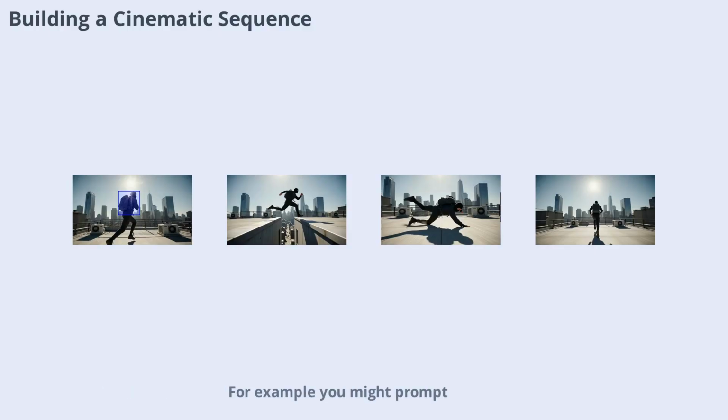For example, you might prompt, "The camera follows behind the masked runner as he accelerates." Then, the camera shifts to a side tracking shot as the runner sprints, and so on. This approach preserves the same character and environment, creating a sense of motion and continuity that's essential for cinematic storytelling.